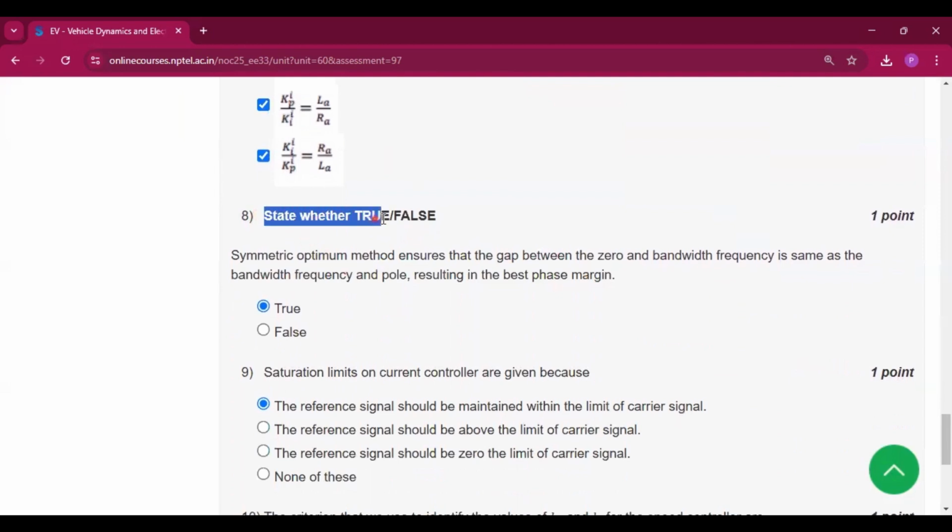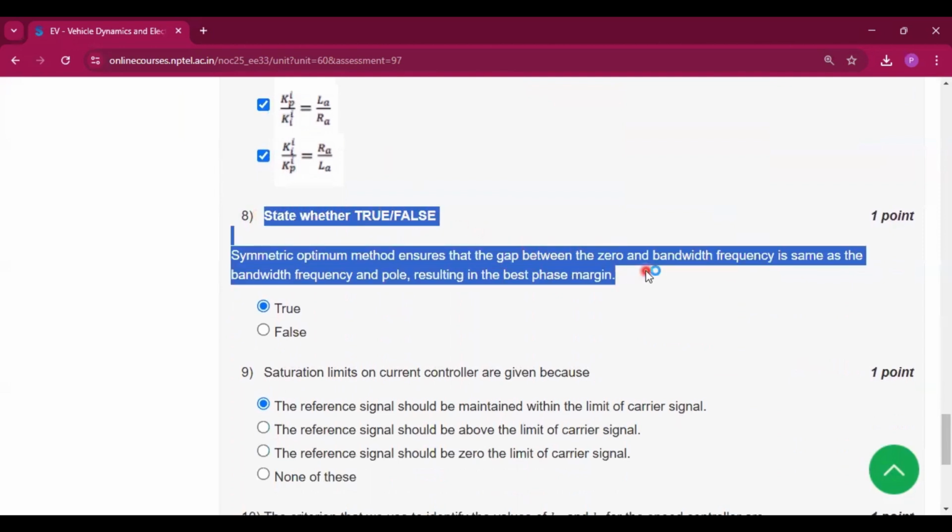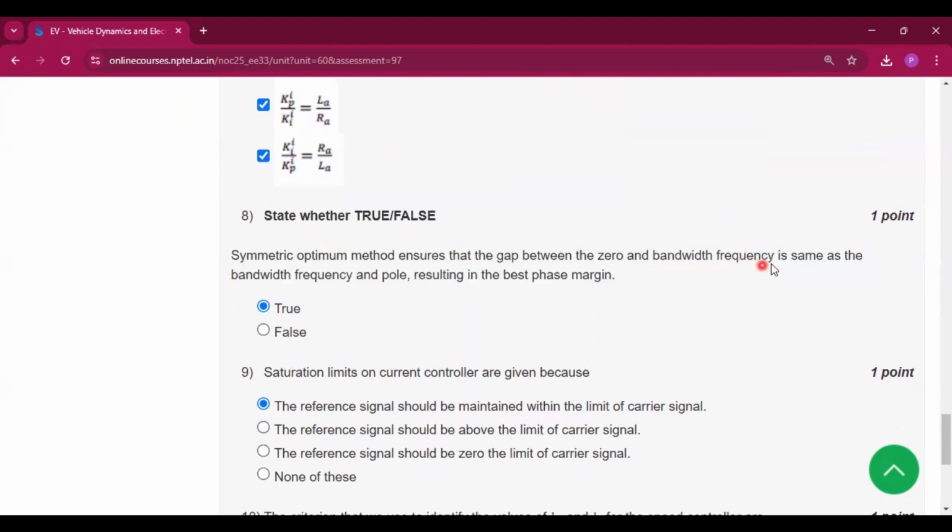Now state whether true or false. Symmetric optimum method ensures that the gap between the zero and the bandwidth frequency is same as the bandwidth frequency and pole, resulting in the base phase margin. So it will be true.